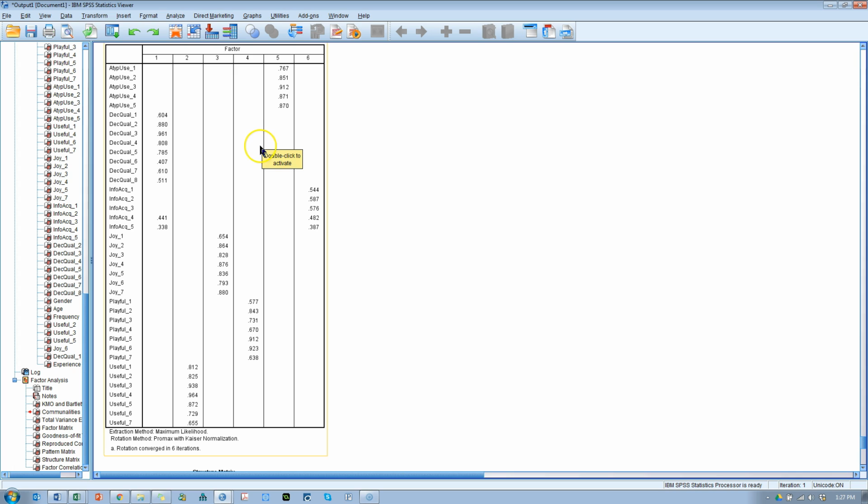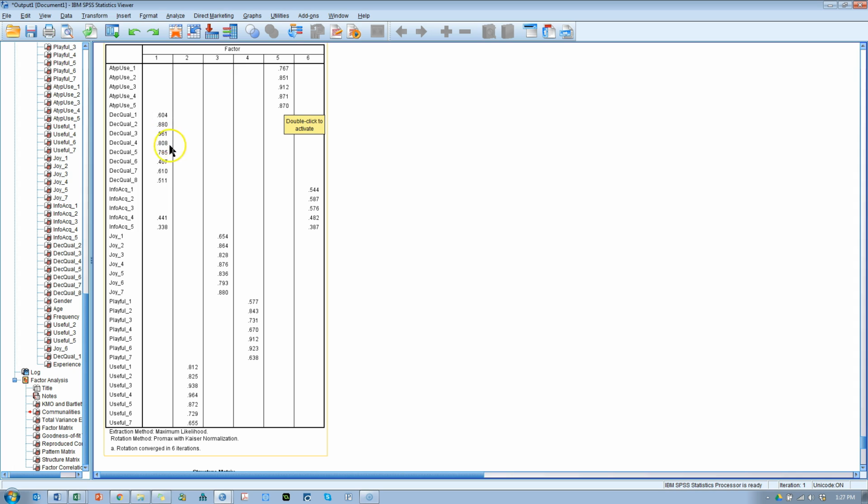This is fun. I don't like it when it just works. So, let's do this one at a time. Atypical use looks fabulous. There are no cross-loadings anywhere. All the items loaded onto a single factor, factor 5.